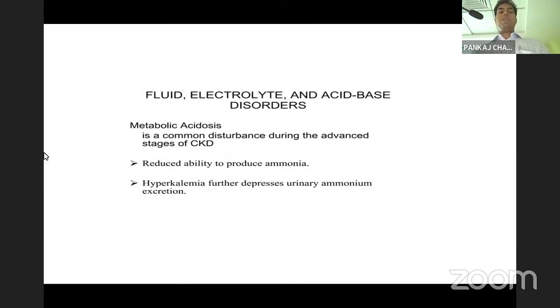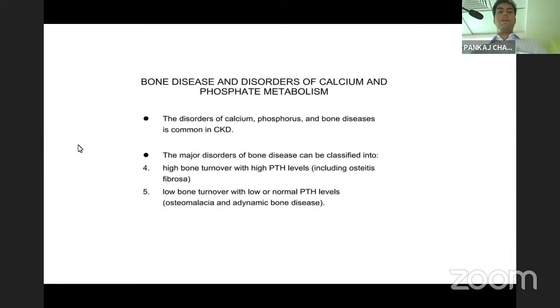And metabolic acidosis, a common disturbance, commonly occurs. It is due to reduced ability to produce ammonia. Hyperkalemia further depresses urinary ammonia excretion.